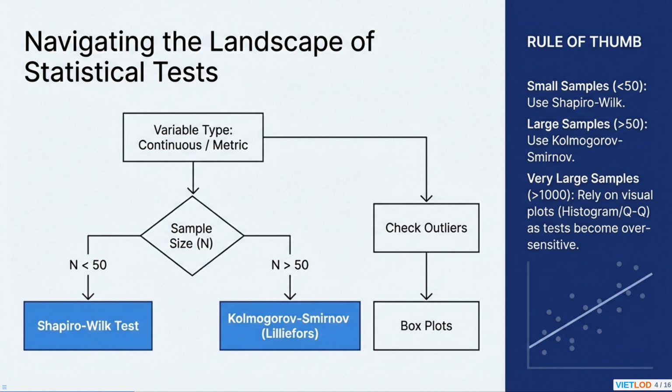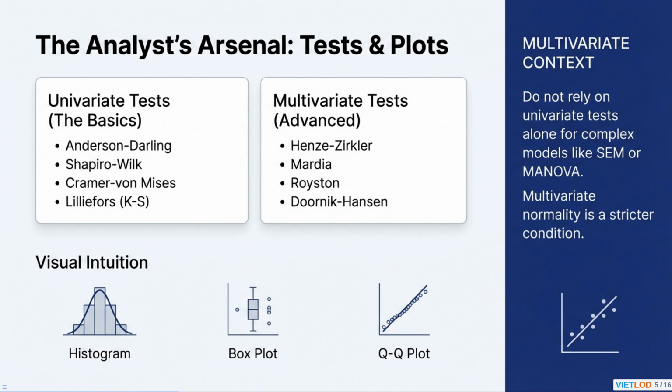A critical point to remember for very large datasets, exceeding 1,000 observations, is that formal statistical tests can become overly sensitive, flagging minor, practically insignificant deviations as statistically non-normal. In such cases, relying more on visual inspection through plots like histograms and QQ plots provides a more robust assessment of normality.